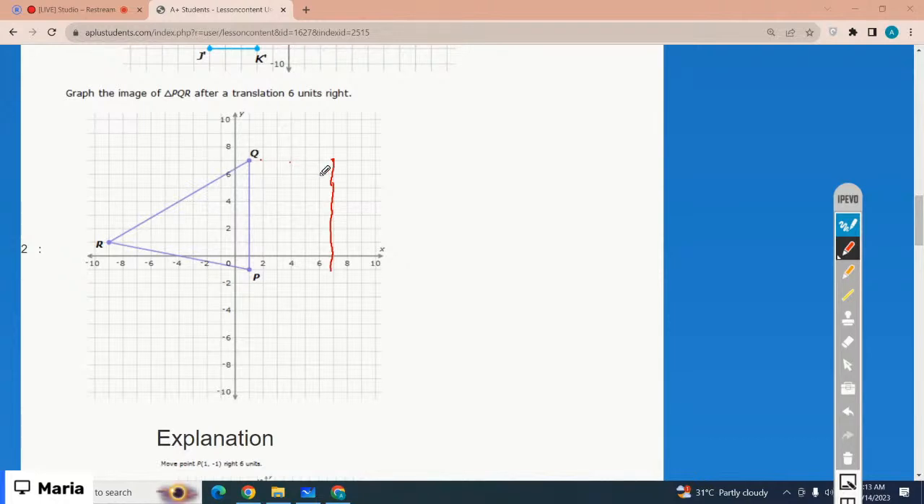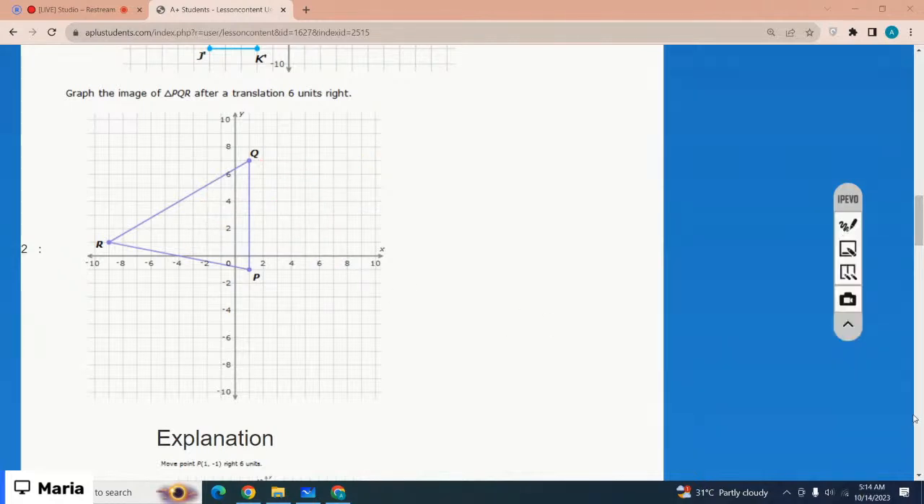and it would be like this. That is Q dash, R dash, and P dash, right? Got it? That's how you translate the point.